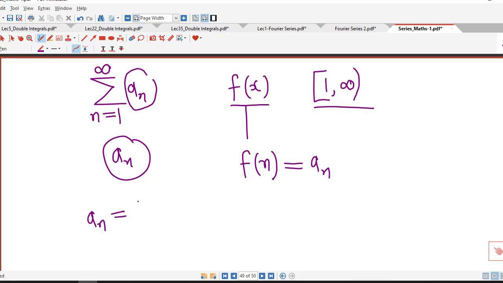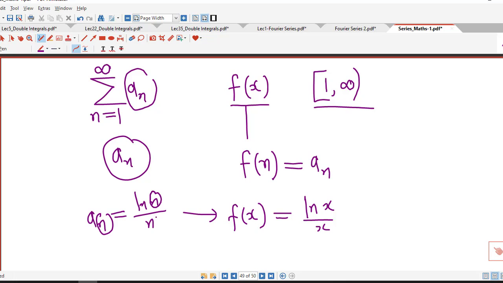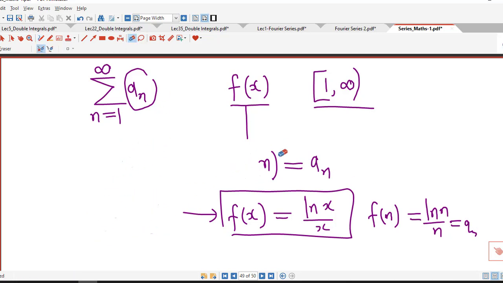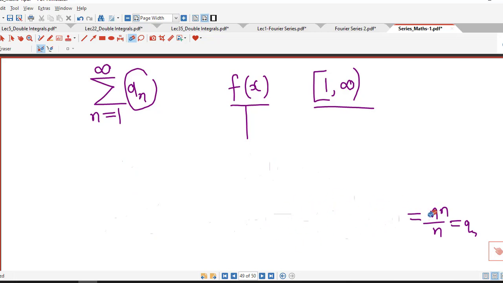Suppose we have a_n equal to, say, log n divided by n, then the function we will determine is log x by x. So we replace n by x in the nth term and we construct the function f(x), so that f(n) equals the nth term of the series. So we are given some series, say sigma a_n, and we first determine the function f(x) by replacing n by x in the nth term of the series.